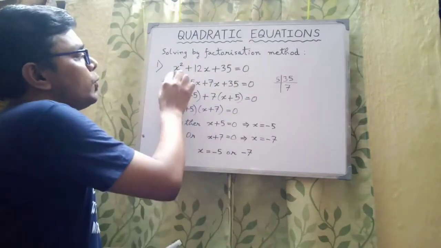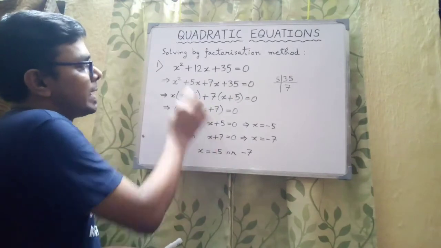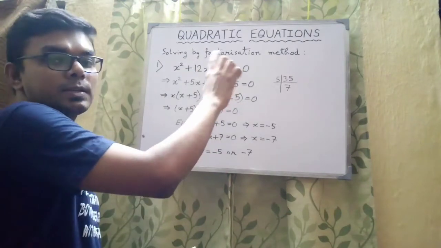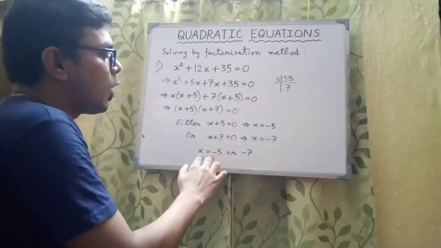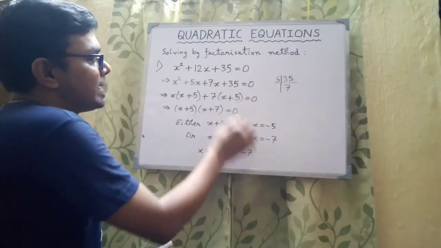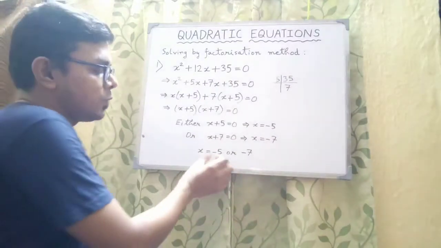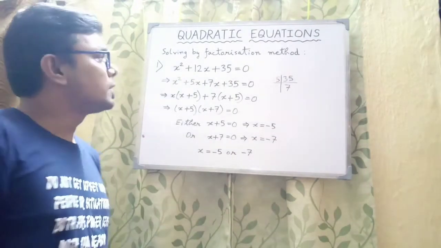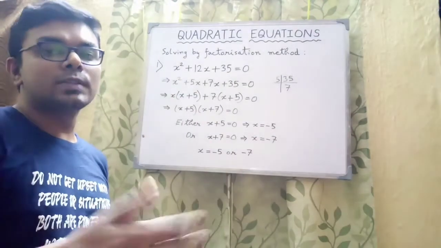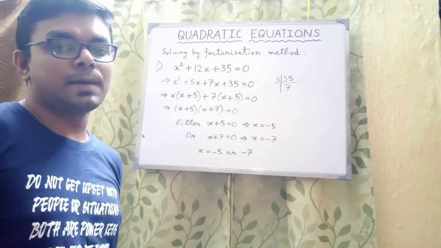That is, if we put the value of x as minus 5 in this expression, we will get the expression equal to 0. Or even if we put x equals minus 7 in this expression, we will get the value of the expression as 0. So we have found the roots of this quadratic equation. Now let's move on to the second example.